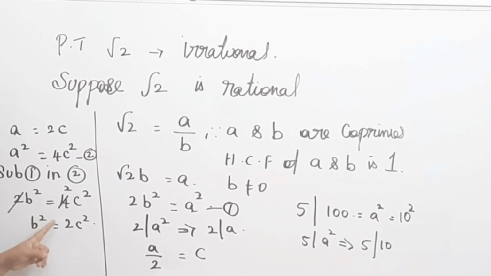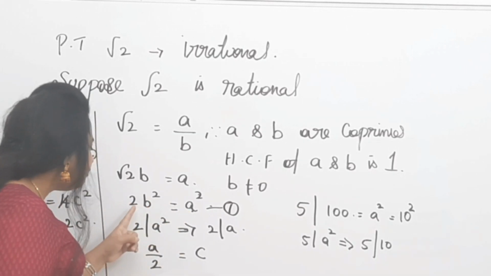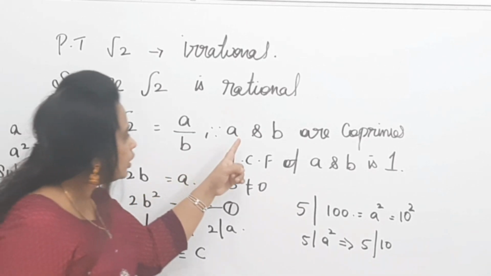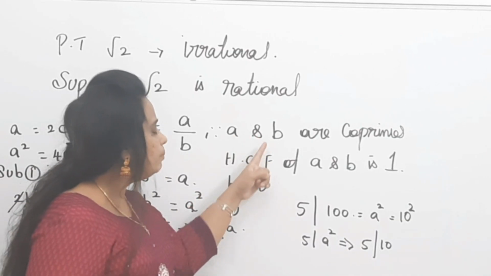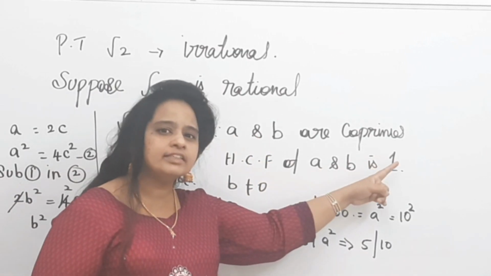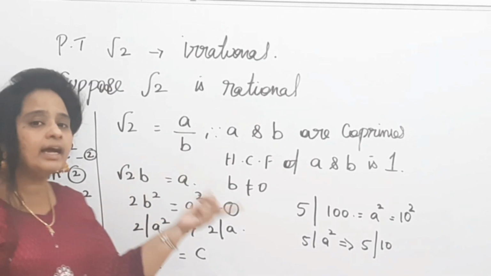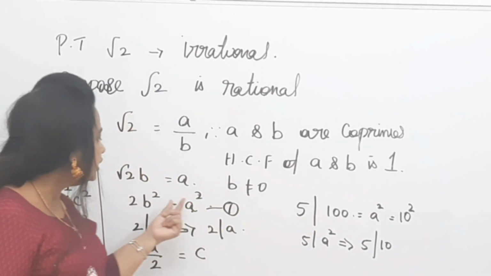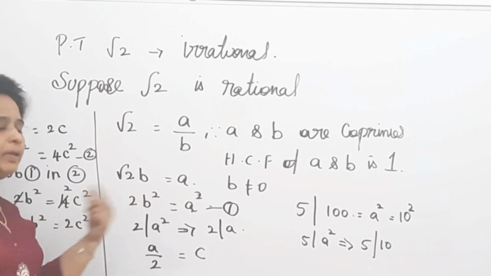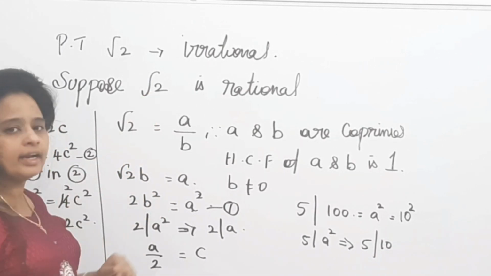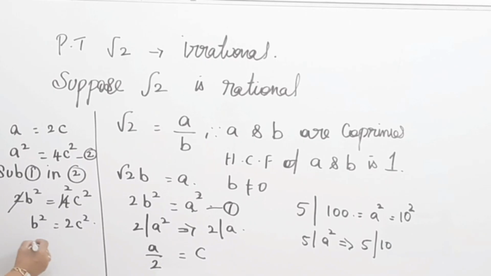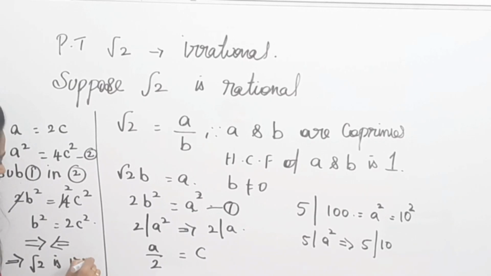b square has the factor 2 also, and a square has the factor 2 also. But what we have assumed here is that the highest common factor of a and b is just the number 1. But I am getting 2 as another highest common factor for these two numbers, a and b, which is a contradiction to our assumption. So I say, which is the contradiction, that implies root 2 is irrational.